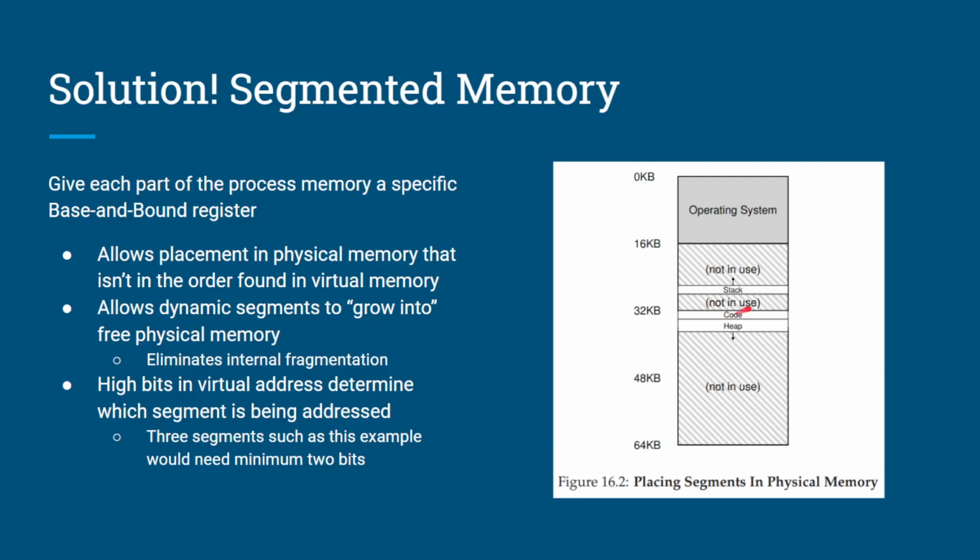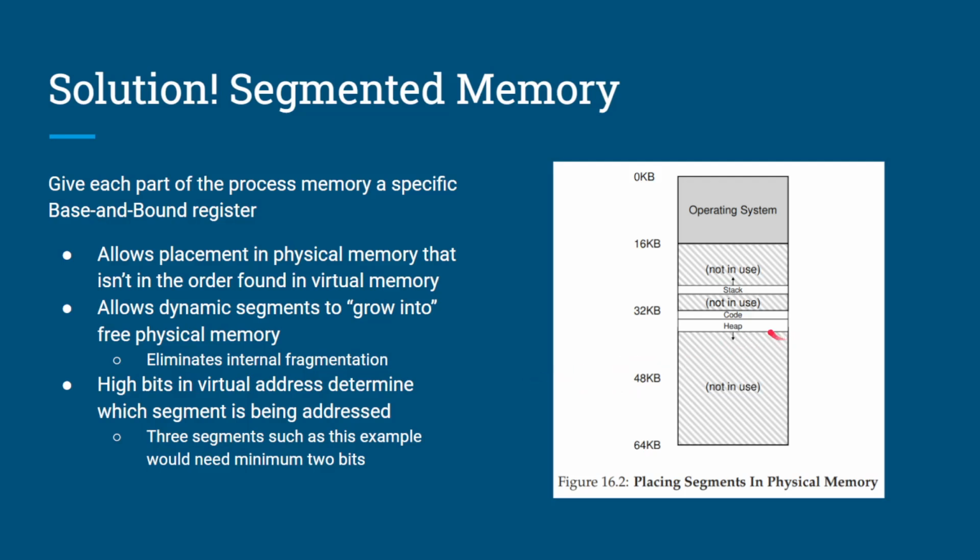We'll talk more about how we're going to work with that, but we'll set a different base and bound for the stack segment. Now, if the heap needs to grow, it can grow into this unused space. And the stack can also grow into its unused space. So if I need to allocate more memory for the stack, then I can use this space without having to worry about whether I'm going to conflict with the heap or not.